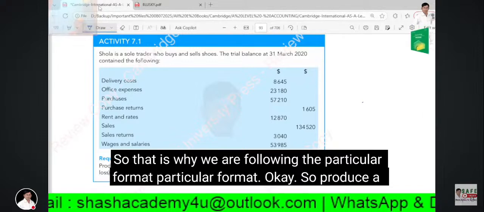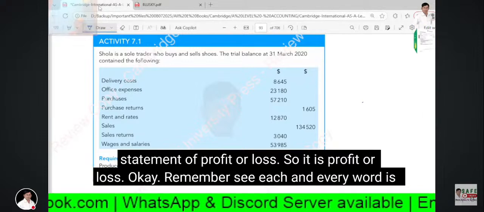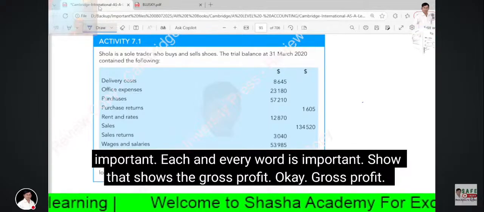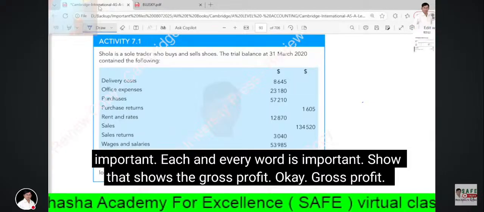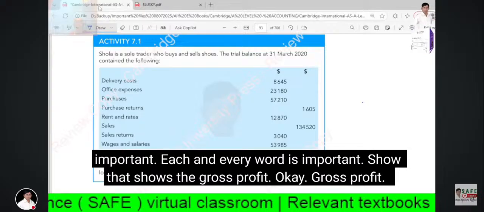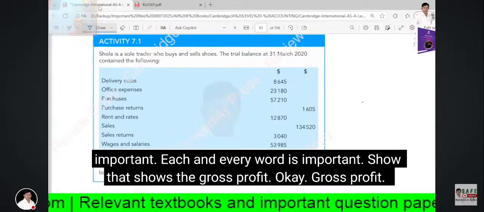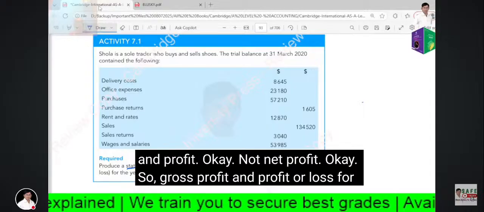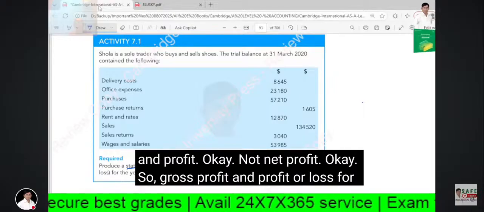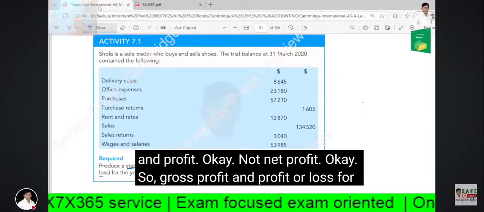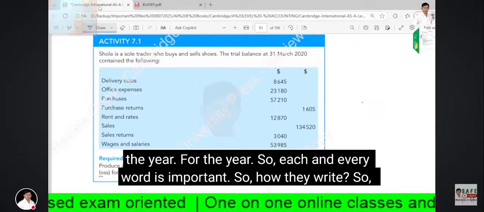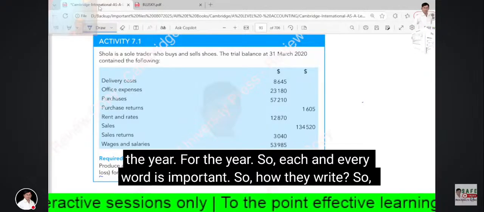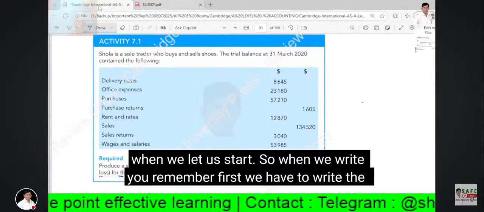Okay. So produce a statement of profit or loss. Remember, each and every word is important. Show that it shows the gross profit and profit, not net profit. So gross profit and profit or loss for the year. Each and every word is important. So how do they write it? Let us start.